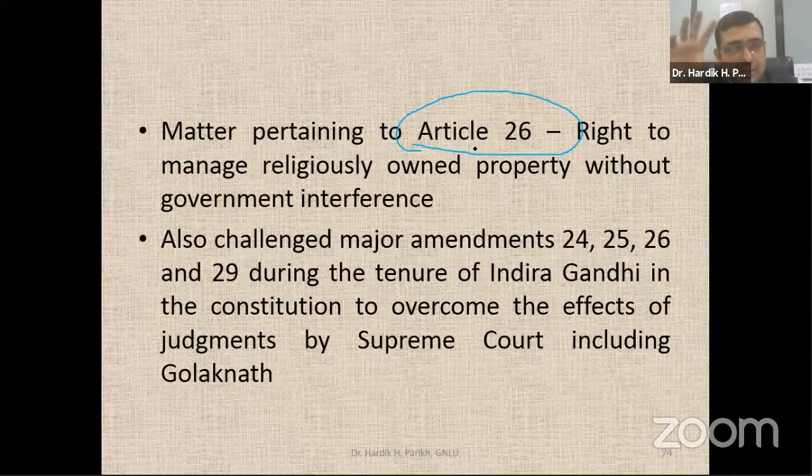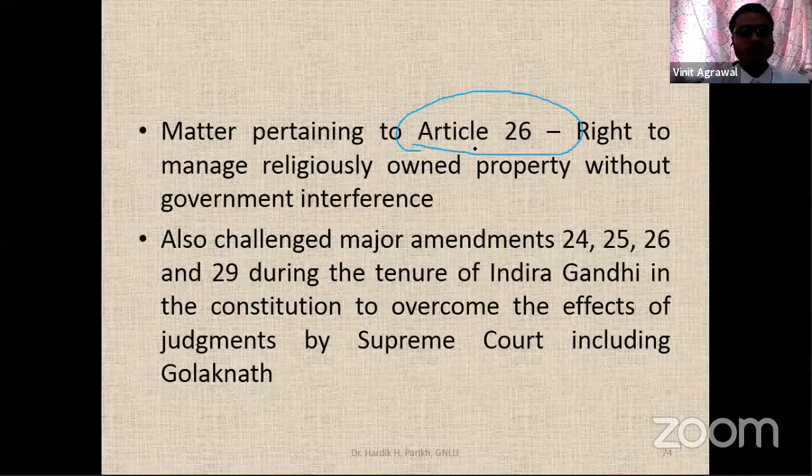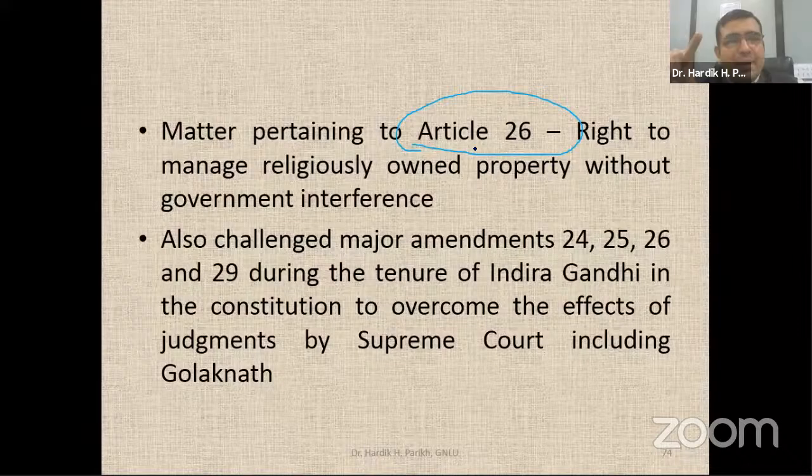And that's why the matter went that as this is a temple property, it is a property of the Hindu mutt, you cannot impose any kind of management restriction on that. So the action of the government is completely void. Apart from that, other previous amendments, the 24th, 25th, 26th and 29th Amendment also got challenged, which were added in order to supersede.